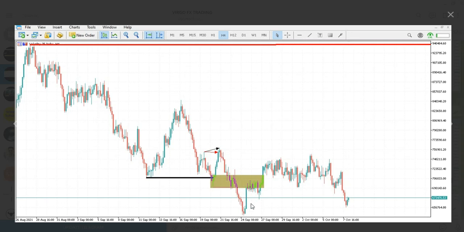We have to wait for price to reject somewhere here, and then price came up to mitigate this order block. So we're supposed to sell from here, and our stop loss will be just above this order block here. But then what happened? We see price pushed above this order block.